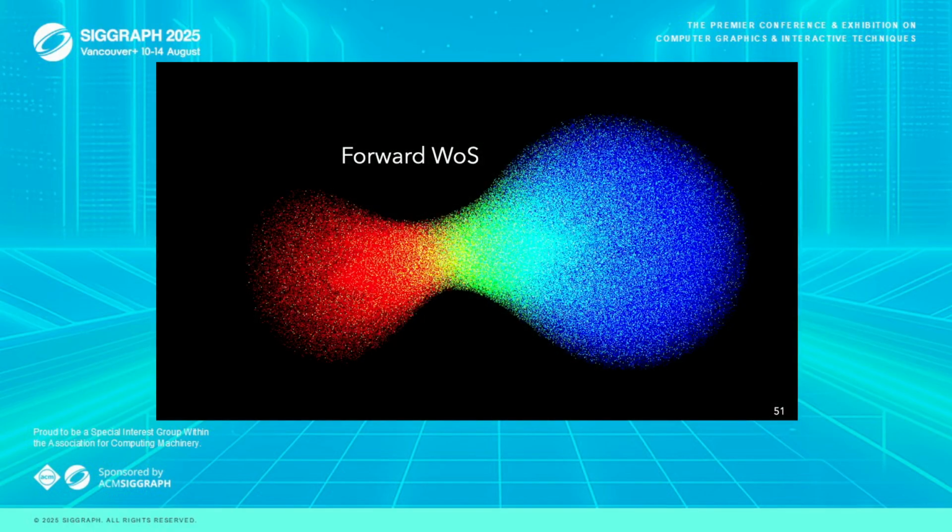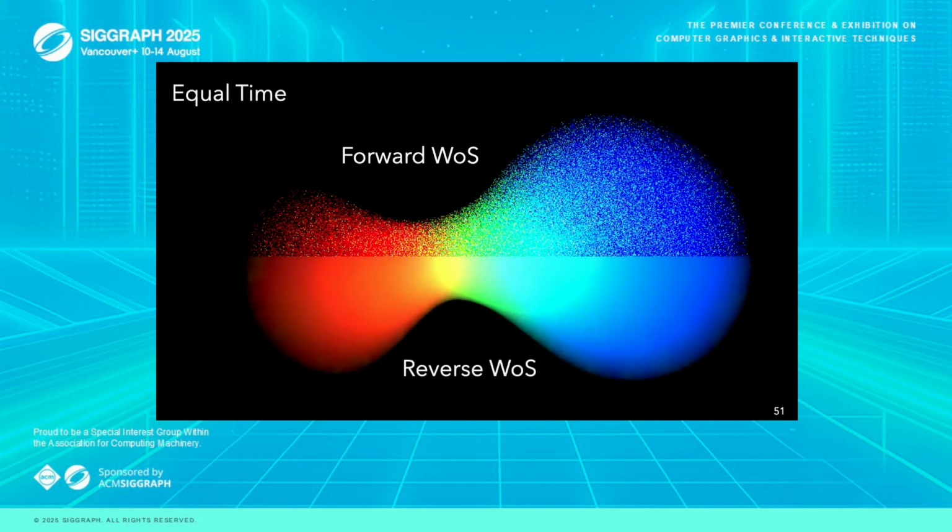So here's a comparison for a simple Poisson problem. We have some source terms. This is forward walk-on spheres where the estimate is independent per pixel. And then this is what you would get if you use this reverse walk, where now the information is shared across multiple pixels.